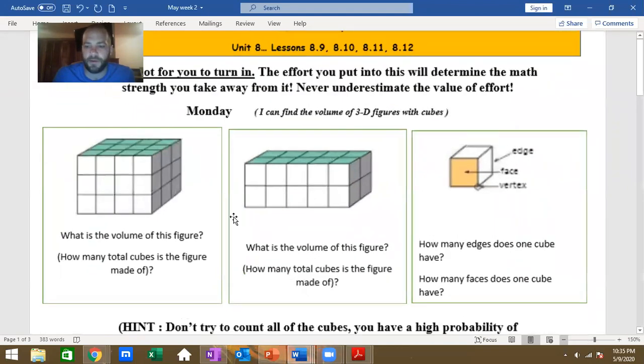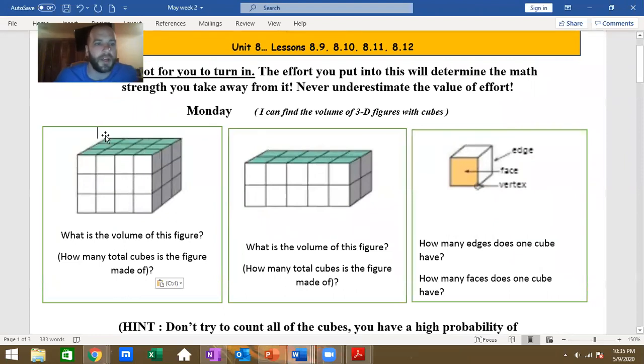Let's look at this first figure here. Remember, you're always tempted to try to count how many cubes. Don't do that. You can use the cubes for measurement. So if you're calling this top part the base, which we mostly do because it's the easiest way to do it if you can see it, it's 3 by 4. So there's 12 total blocks on the top level.